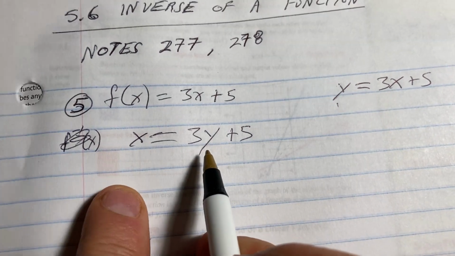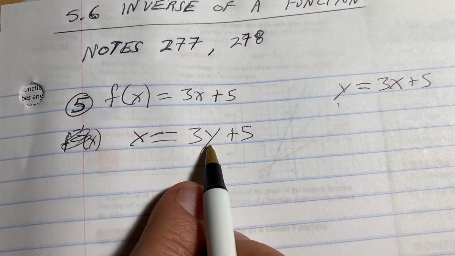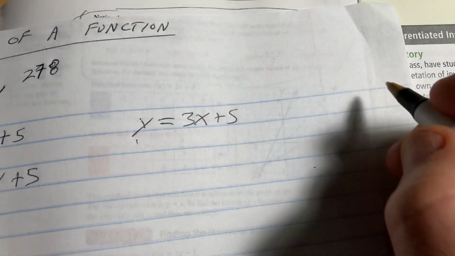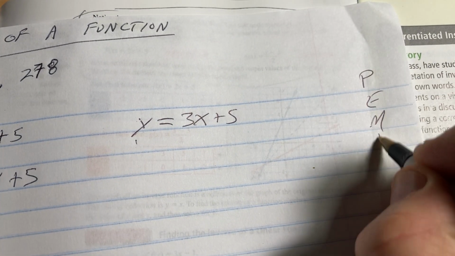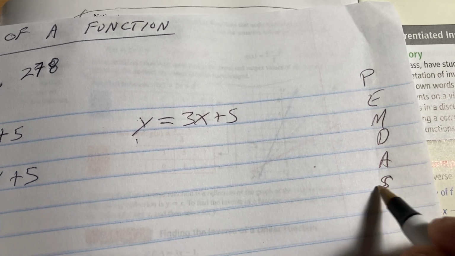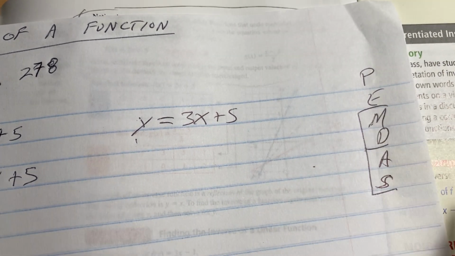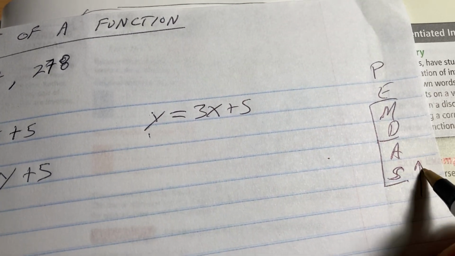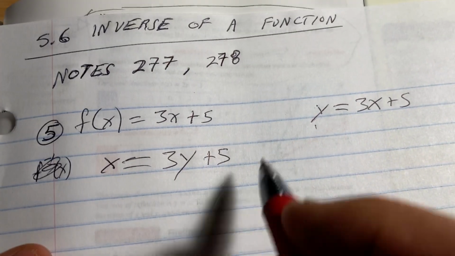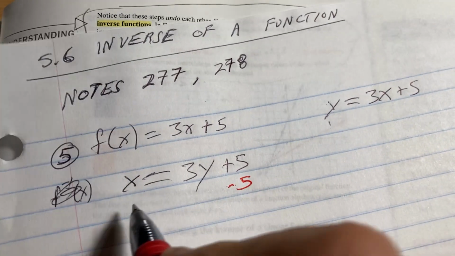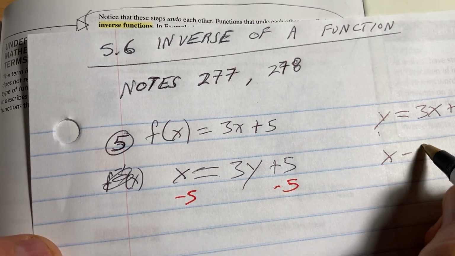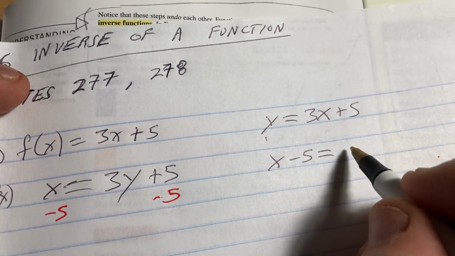So now you have to solve for the value of y. So that means y is going to be on one side of the equation. Everything else goes on the other side of the equation. So remember, you're going to be doing PEMDAS. Please excuse my dear Aunt Sylvia. There you go. So remember, you're solving an equation, so you're working backwards. Can you add or subtract? Yes. Subtract 5 on both sides. And you get x minus 5 equals 3y.